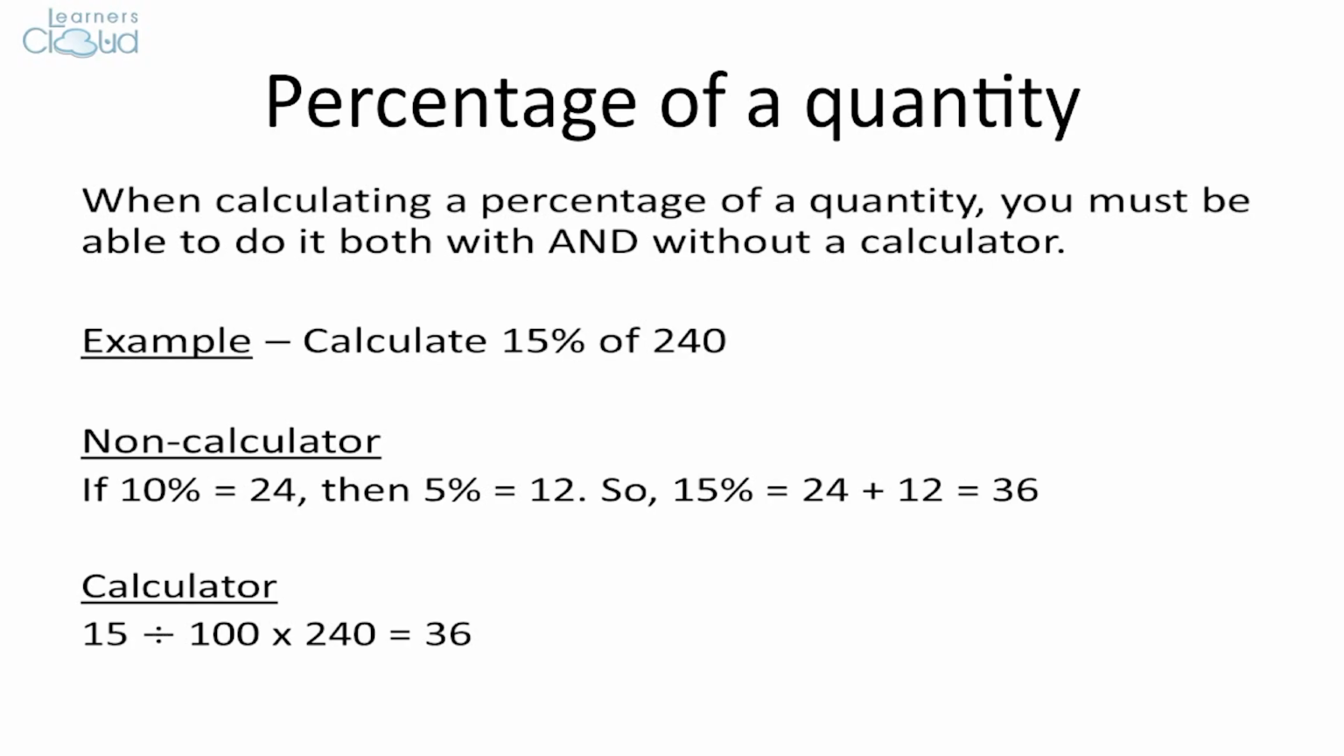When calculating a percentage of a quantity, you must be able to do it both with and without a calculator. If we take as an example calculating 15% of 240, a non-calculator method would first of all require us working out an easy percentage without a calculator. In this case, 10% equals 24. If we know 10%, then 5% would be equal to 12. Now we have 10 and 5%, 15% becomes easy to calculate, as we can just add together the 10% and the 5% values to give us a final answer of 36.